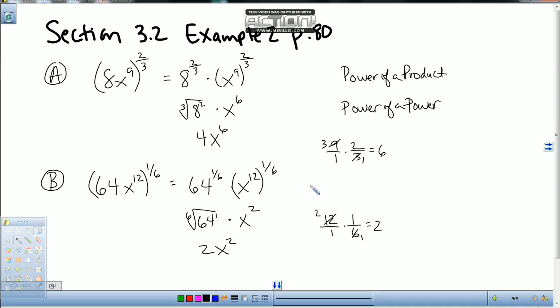Okay, we didn't list our properties over here like we should have, but in the beginning we noticed that this was a power of a product. And then secondly, we had this one here, power of a power. Okay, that's it.